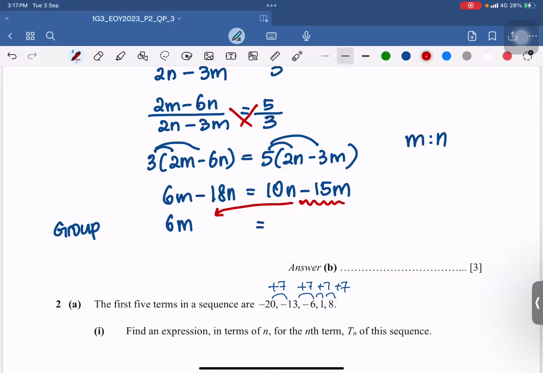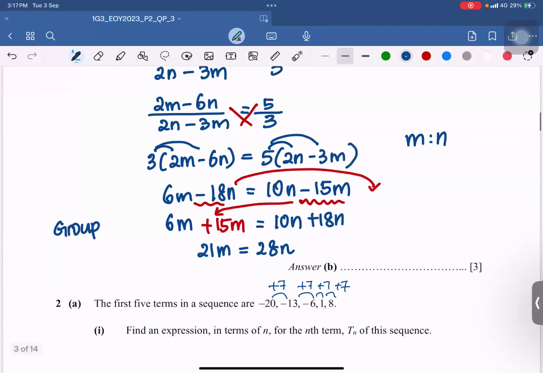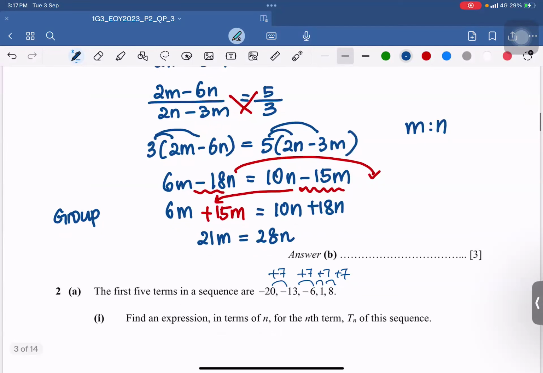6m plus 15m equals 10n plus 18n plus 15n. Correct, so I group together all the m and n on one side. Then this one will give me 21n, and this one will give me 28n. My question is I want to find the ratio m is to n.